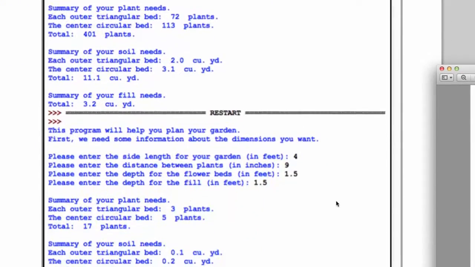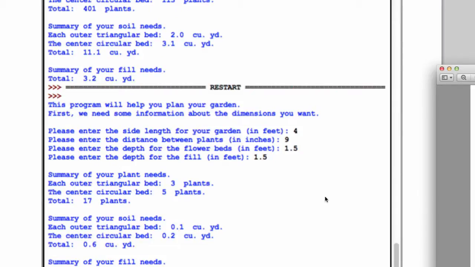Again, once you have your formulas, write down your formulas. Once you have those, now you can try it. Okay, suppose each side is now 4 instead of 12, and we have 9 inches between plants and 1.5 and so on. Do you end up with the same values here? So do one example, write down the formulas that you use to do that, and now you have the calculations. And why is that important?